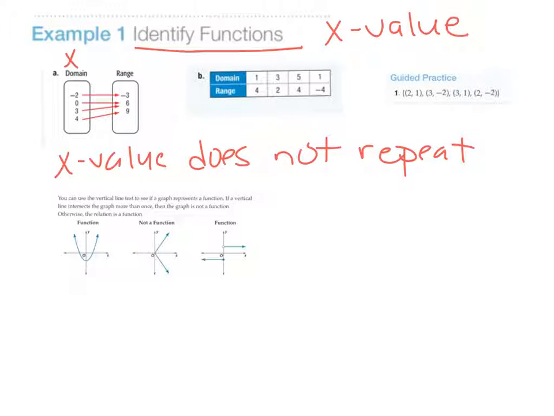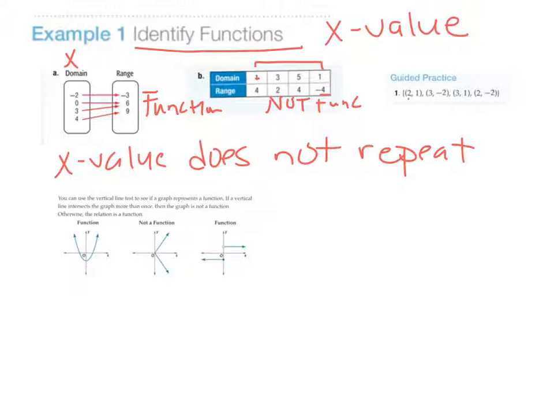So we look over here, and on the domain is the x value, and you have a -2, 0, 3, and 4. They're all different numbers, so this is a function. Same thing here, we have 1, 3, 5, 1. They repeat. Ones repeat, so this is not a function.